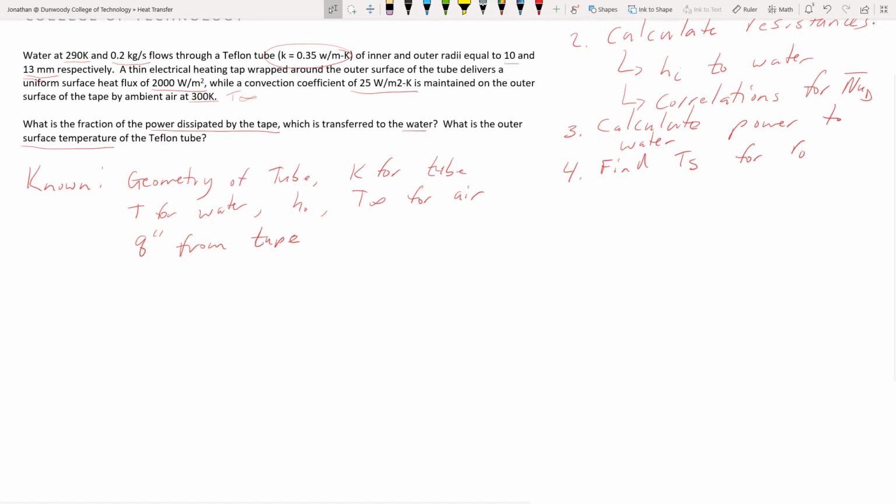What are we looking for? One, power as percent into water, and two, we're looking for the outer surface temperature.